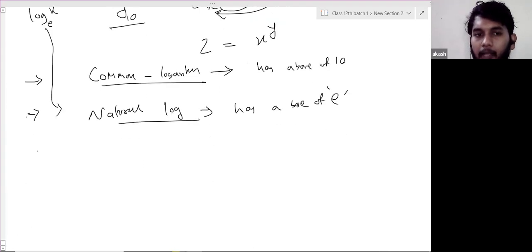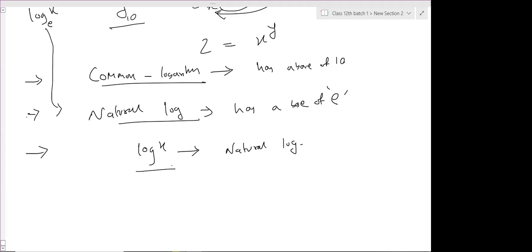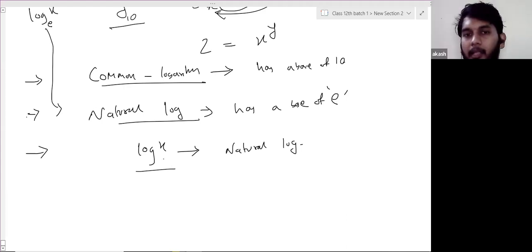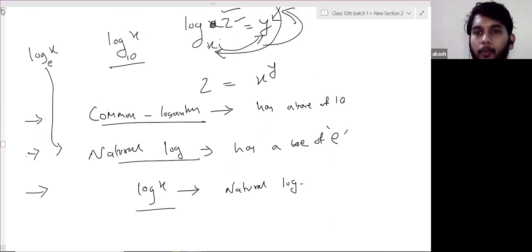And if in NCERT you don't see the base written anywhere, that means this is natural log. This thing is clear, because NCERT will not write bases every time. All right. Even you don't have to write bases every time. Just write log x, log y, and it is understood that the base is e here. All right. You can write it down. Then we'll go through the properties.